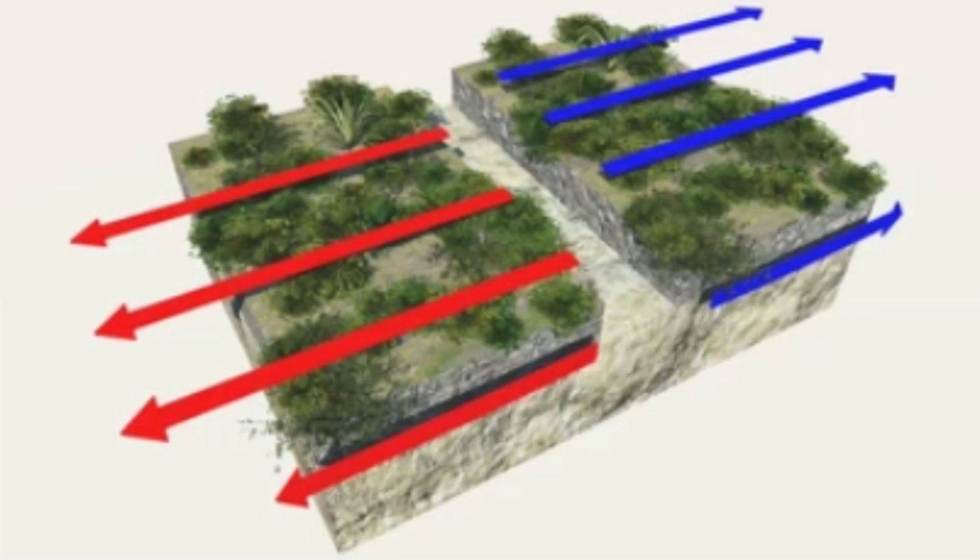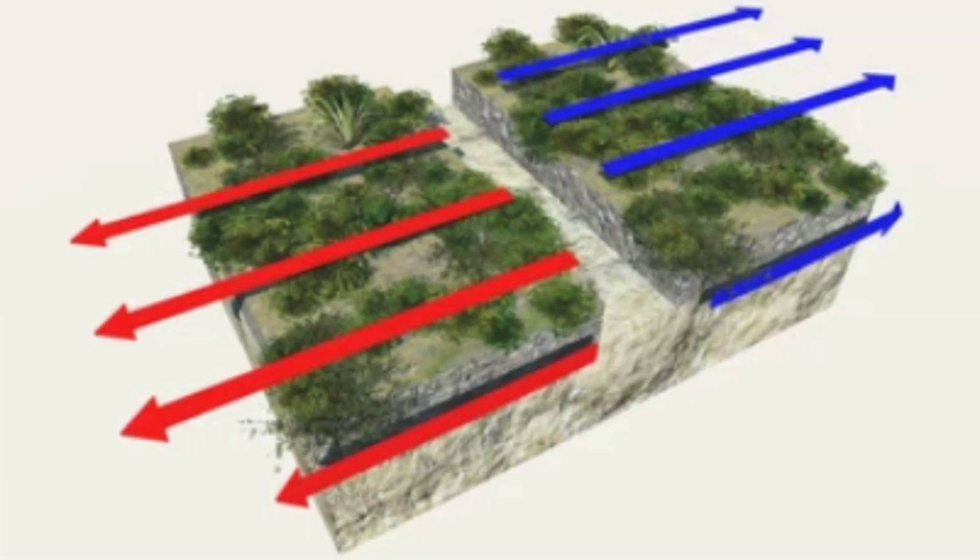Ridge push and slab pull. Two important mechanisms associated with mantle convection are ridge push and slab pull. Ridge push occurs at divergent boundaries, where newly formed oceanic crust pushes older crust away from mid-ocean ridges due to the force of gravity. Slab pull, on the other hand, occurs at subduction zones, where denser oceanic crust sinks beneath less dense continental crust, pulling the rest of the plate along with it into the mantle.